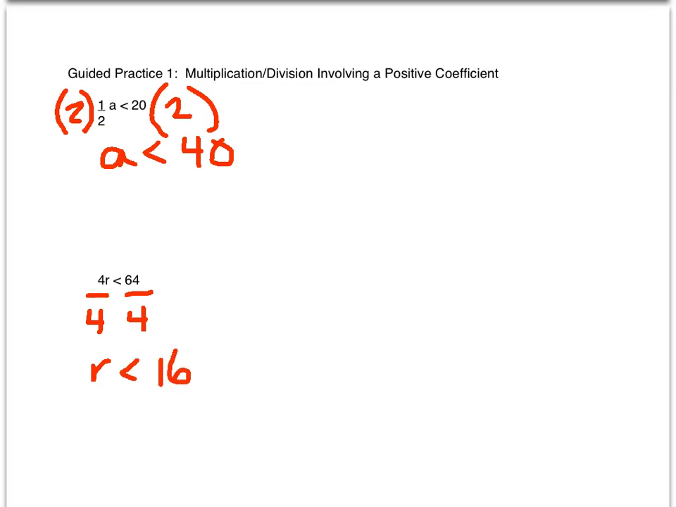Here we did not need to switch the variable to the left since it was already on the left for us, so there was no need to switch the symbol.